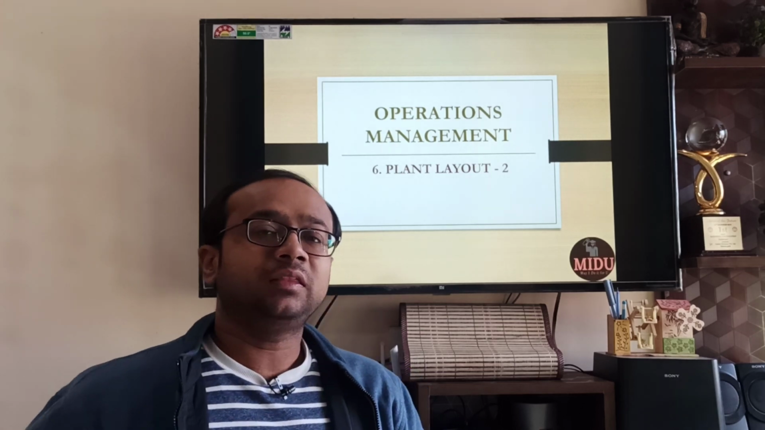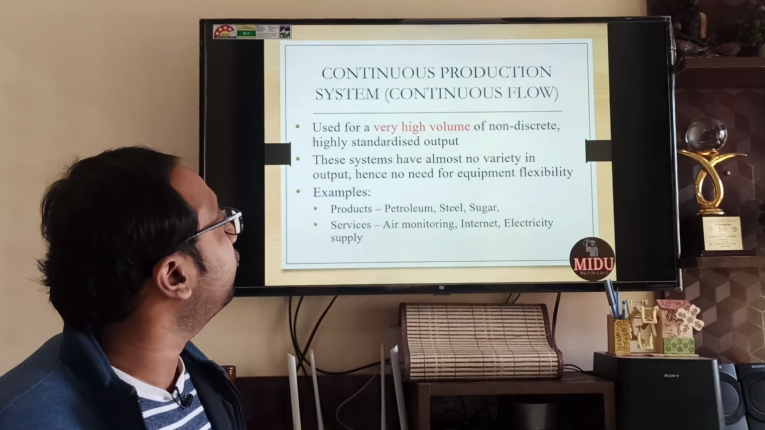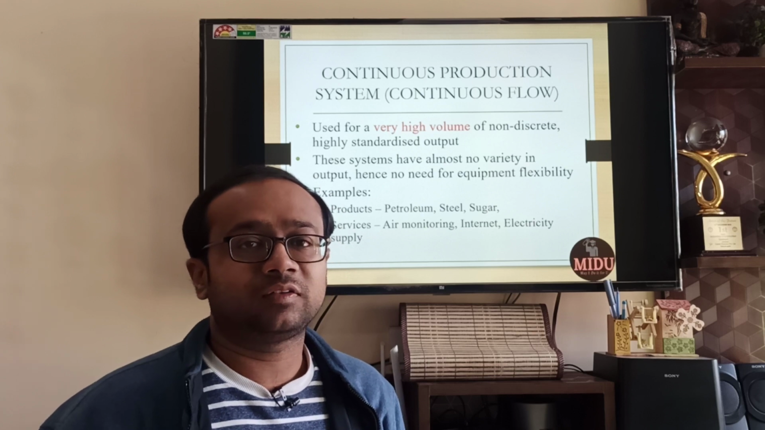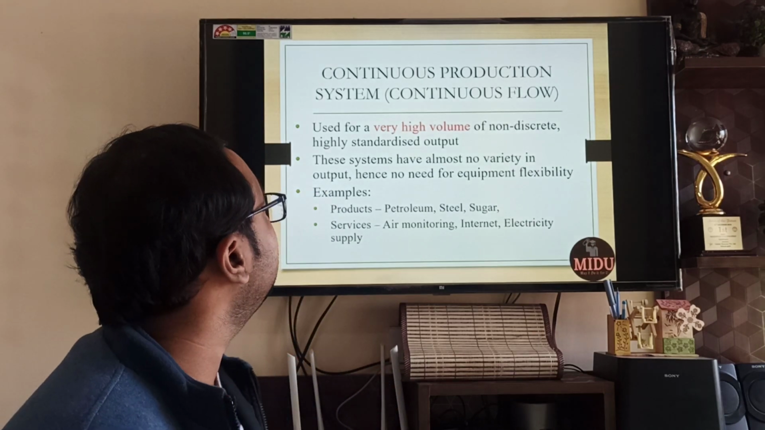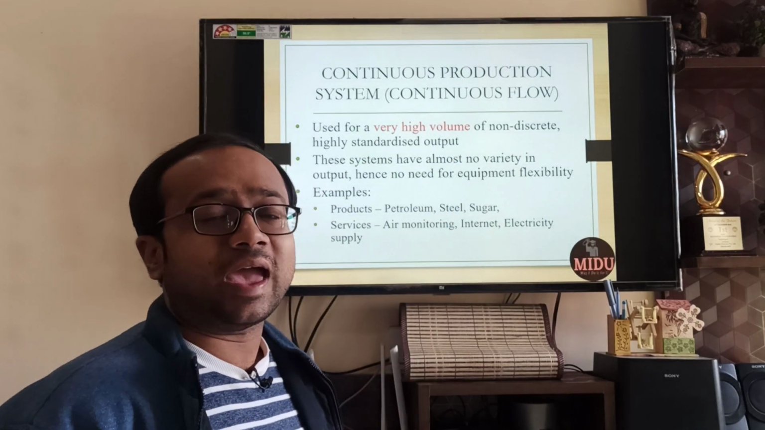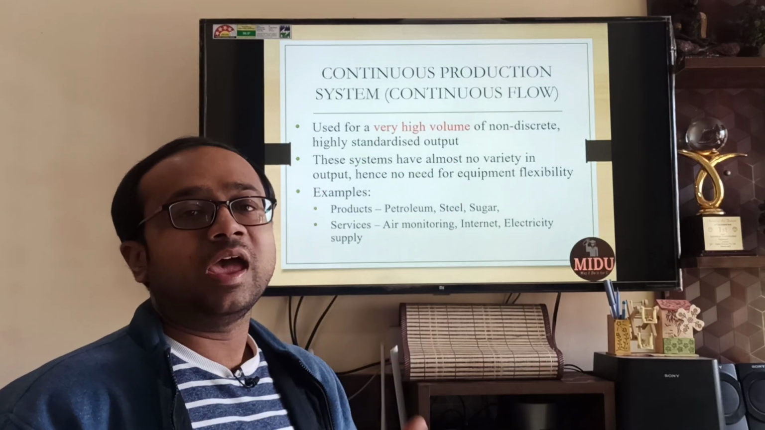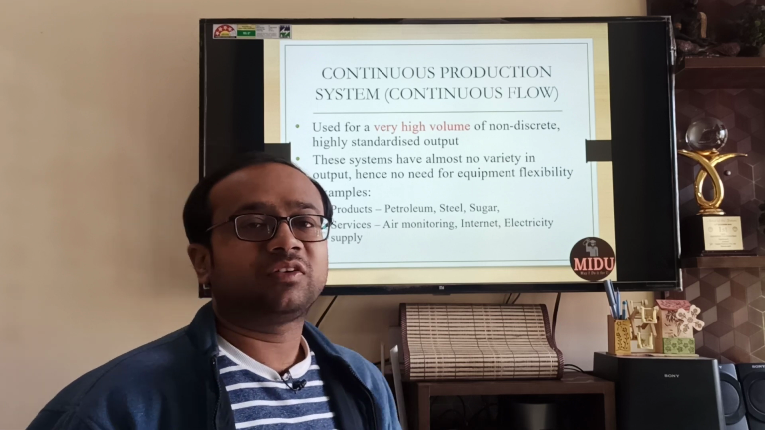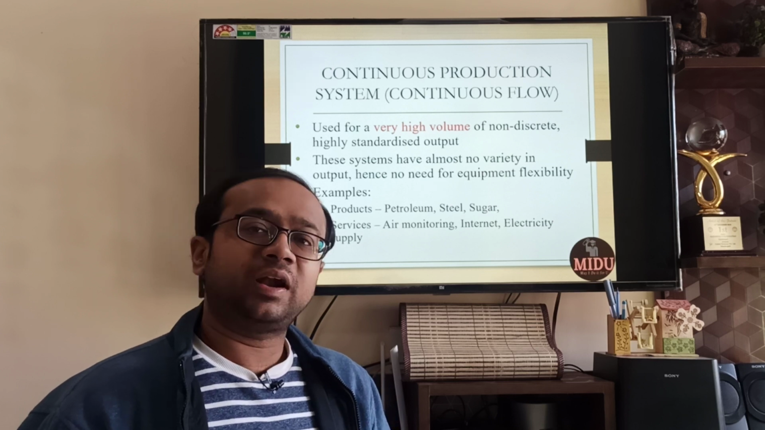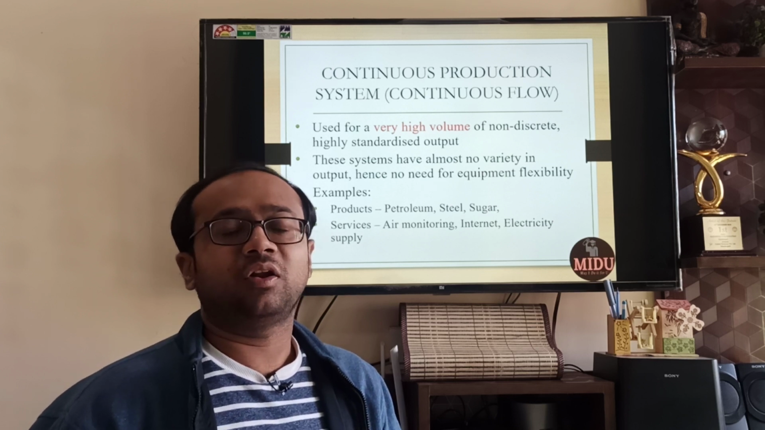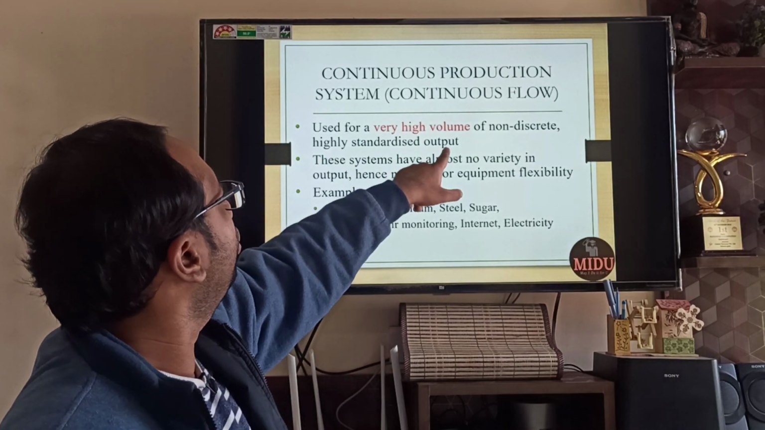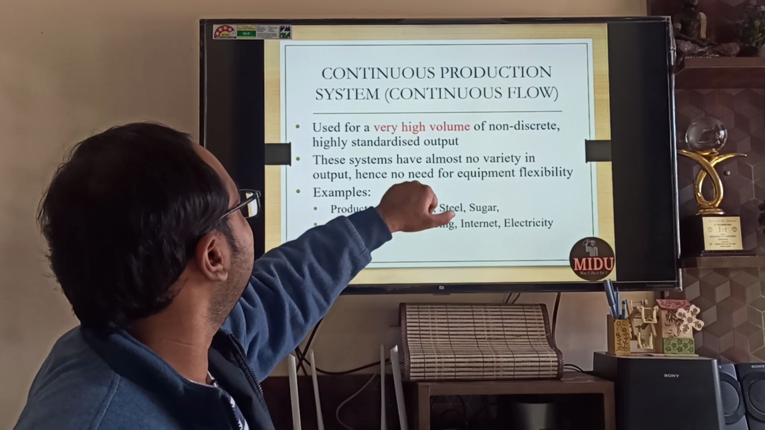Let us begin. In the last video, my dear friends, we discussed that there are 3 different types of flow, and at that time I said that in the next video we will discuss in detail. So today let us study the 3 types. First is the continuous production system, in which there is a continuous flow. As the name suggests, the flow is continuous, and it can happen when you are manufacturing very less variety but volumes are very high. In that case, a standardized product is there, standardized output is there, less variety is there, but volumes are very high. Used for very high volume of discrete, highly standardized output.